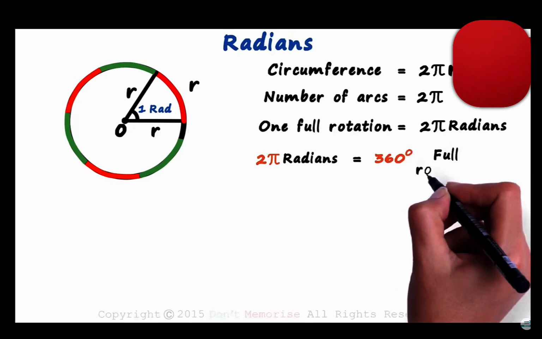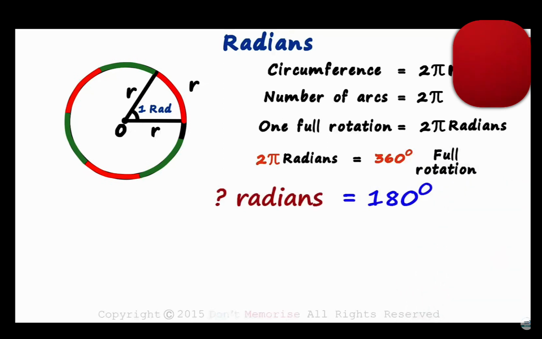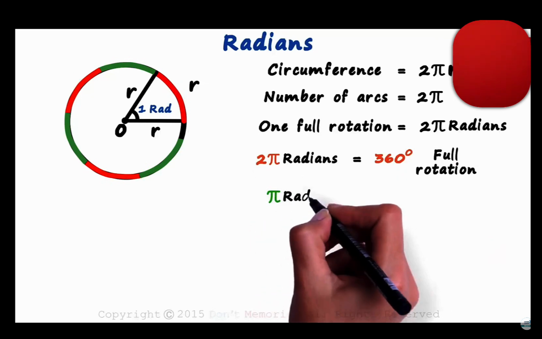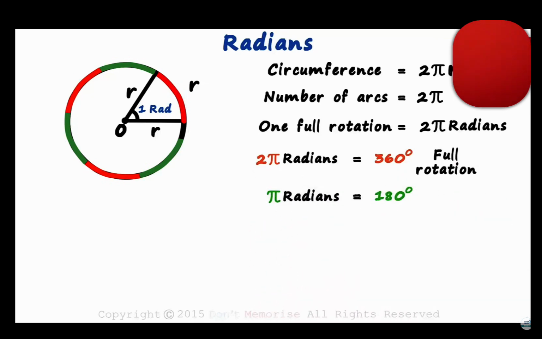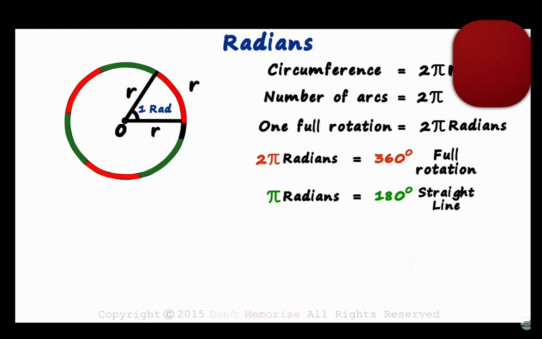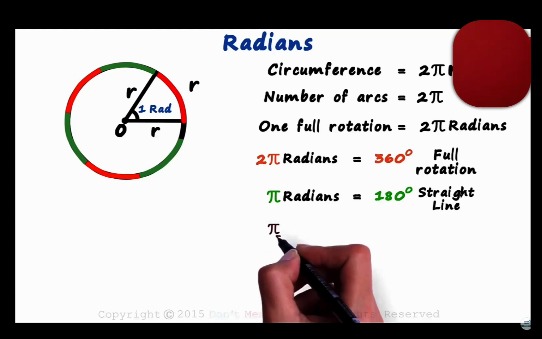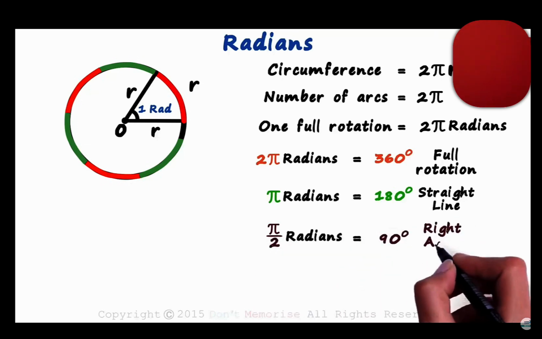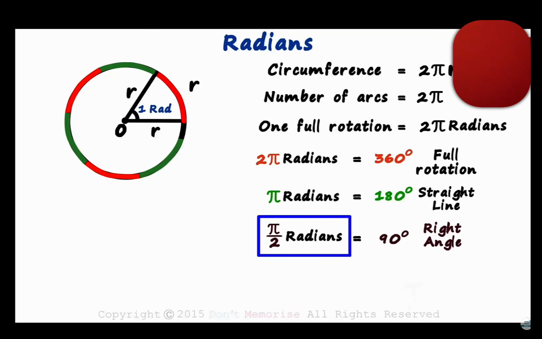This is 1 full rotation. Then how many radians will 180 degrees be equal to? If we divide this equation by 2, we get pi radians equal to 180 degrees. And 180 degrees is half circle or a straight line. And what about a right angle? If we divide this equation by 2, we get pi over 2 radians equal to 90 degrees. So a right angle is equivalent to pi by 2 radians.